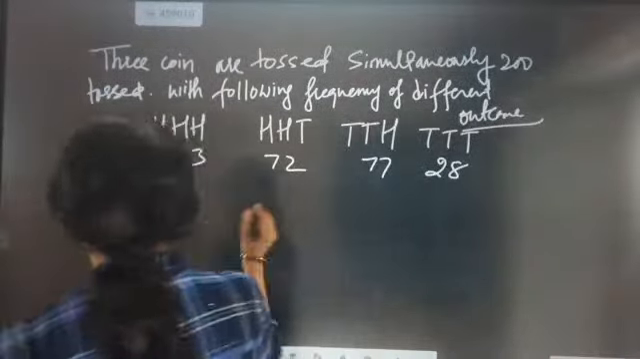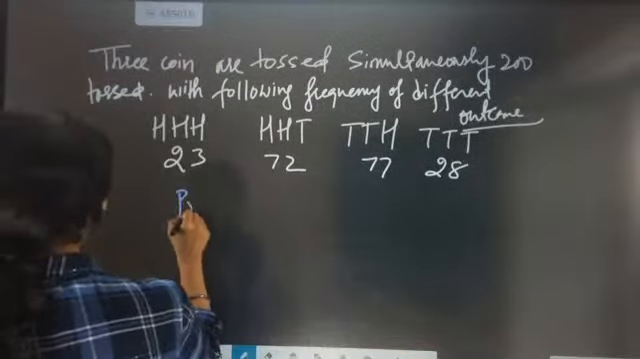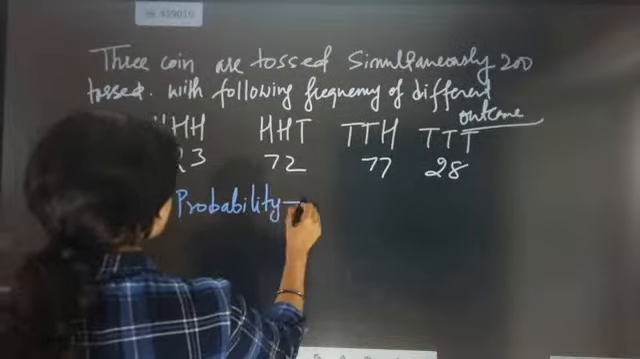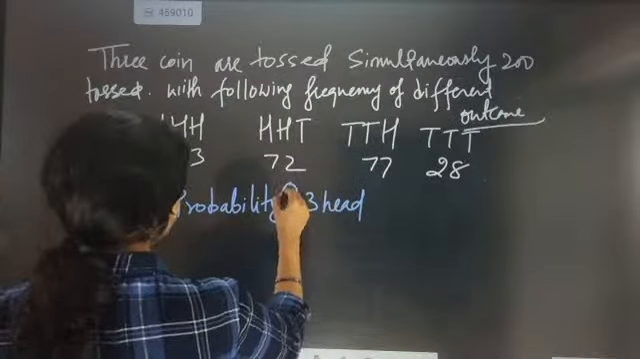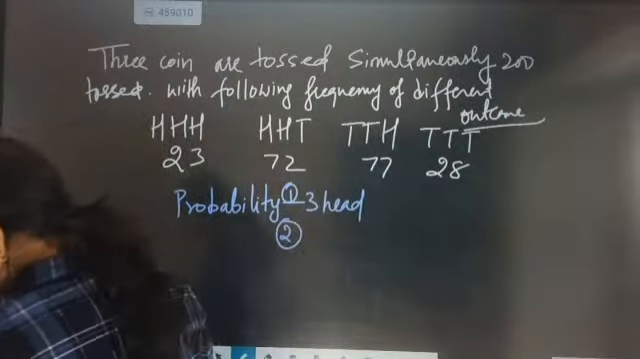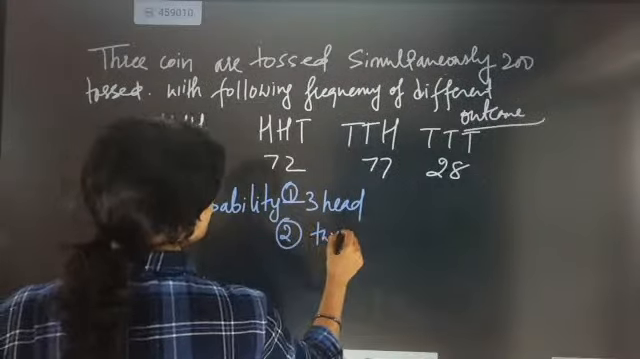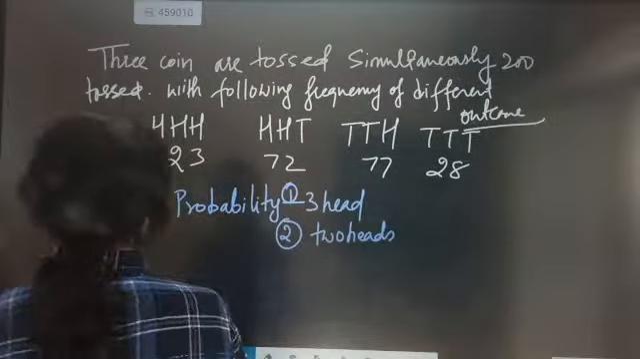Find the probability of getting 3 heads. First one is getting 3 heads. Second, 2 heads. Third one, at least 2 heads.